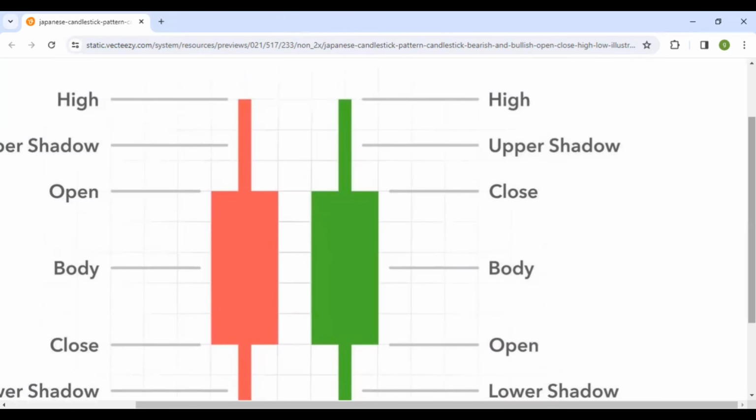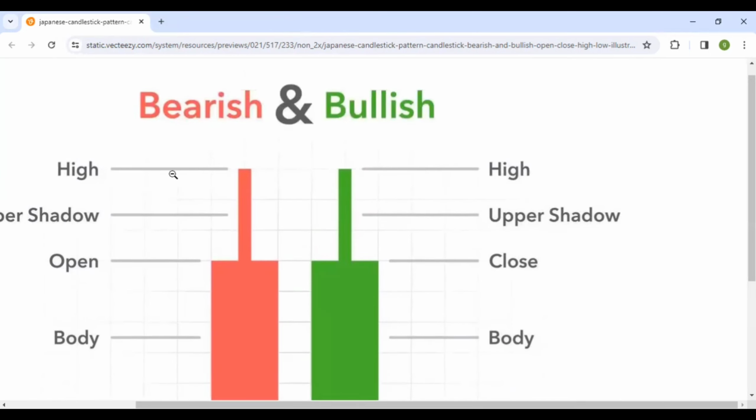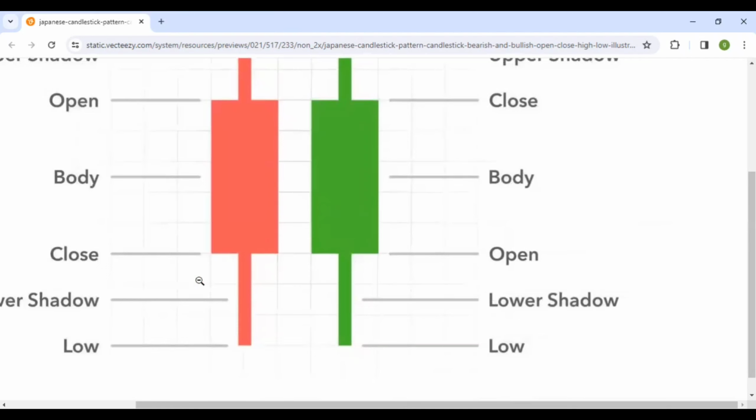Coming to the bearish candle. This was the overall high. This is the upper shadow. This is the open. And this is the close. This is the lower shadow. And this is your overall low. Now this is the body of the candle. This is the body of the candle.